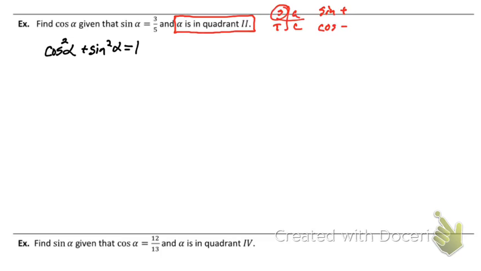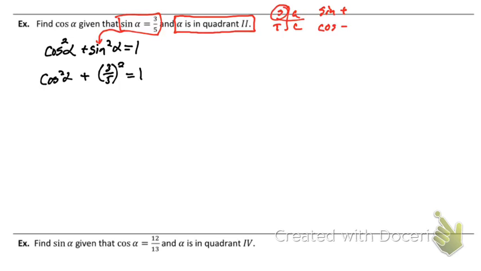Then we're going to take the information we know. We know that sine alpha equals 3 over 5. So we're going to plug in 3 over 5 in place of our sine alpha. It's going to look like this: cosine squared alpha plus (3 over 5) squared equals 1. Don't forget about the squared.